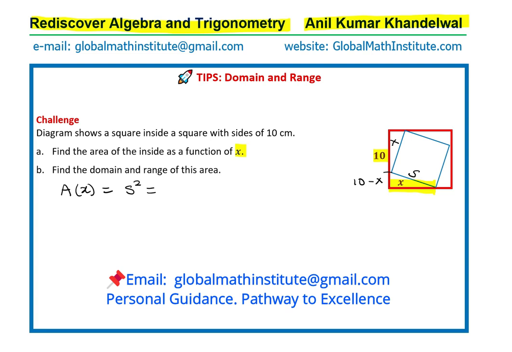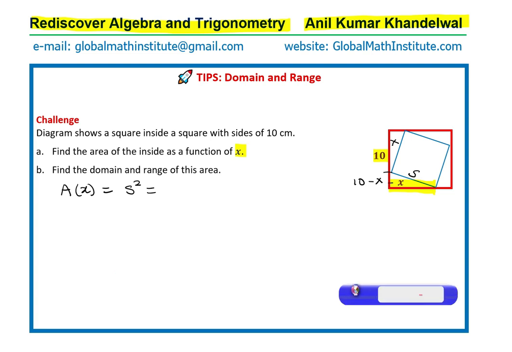Now, s is the hypotenuse of a right angle triangle whose sides are 10 minus x and x. So, we can write this as 10 minus x whole square plus x square. So that becomes s square. And that is how we get our function of inside area in terms of x. Clear? Let's expand and simplify.